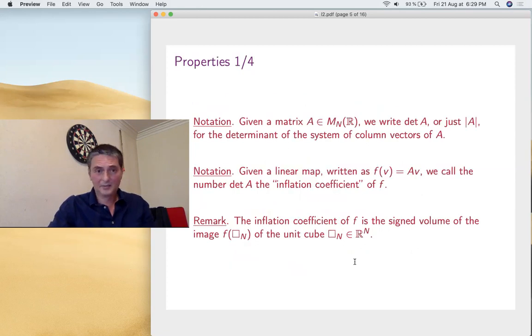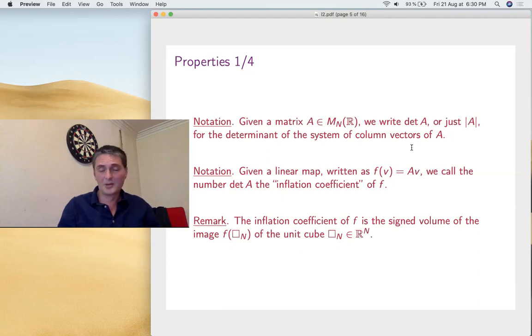Okay, now let's try to compute this from properties. So first of all, for a matrix, that's for a system of vectors. Now this system of vectors, you can say that it's the columns of a matrix. So we'll write det A, or just A between bars, for that matrix. That's the convention. Now also matrices, remember from last time, are the same as linear maps from Rn to Rn. So given a linear map written like this, you can talk about its determinant, but actually it's the inflation coefficient of f. It's better to say it this way.